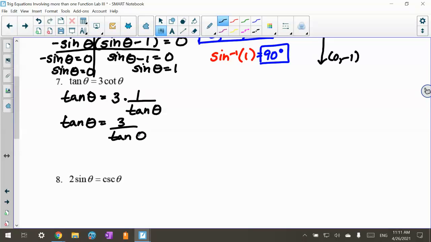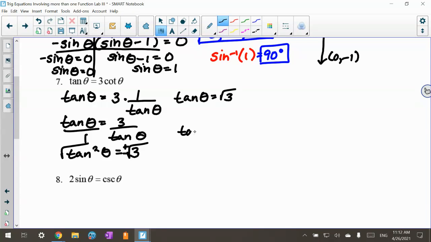You're like, okay, what do I do with that? Well, let's just cross multiply, or multiply both sides by tan theta. So I have tangent squared theta equals 3. Well, that's nice, but now I have to take the square root. And don't forget, when you take the square root, you have plus and minus. So I have tangent theta equals a positive radical 3, and I have tangent theta equals a negative radical 3.